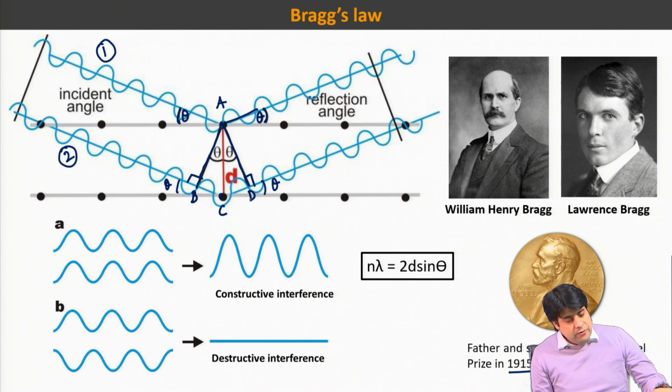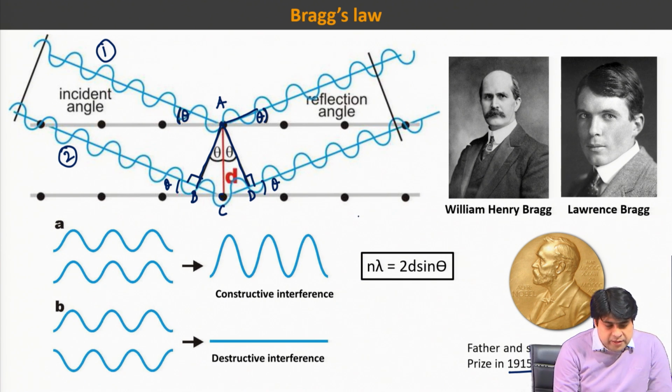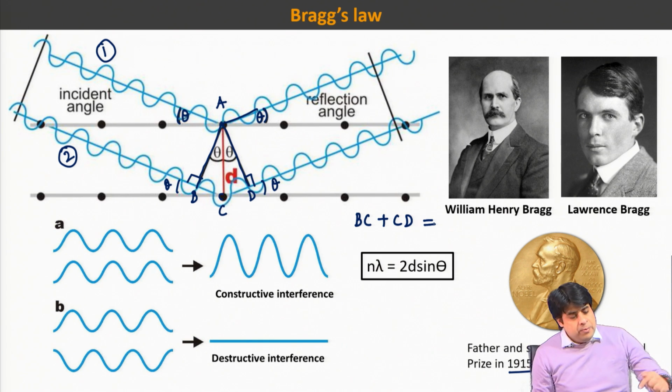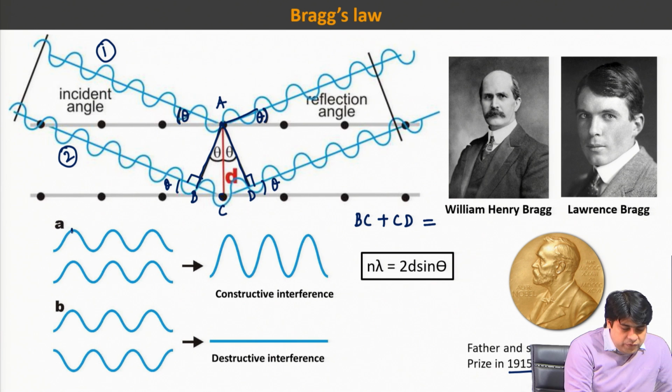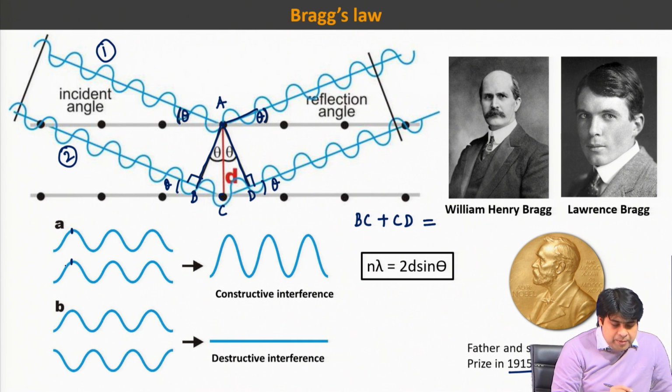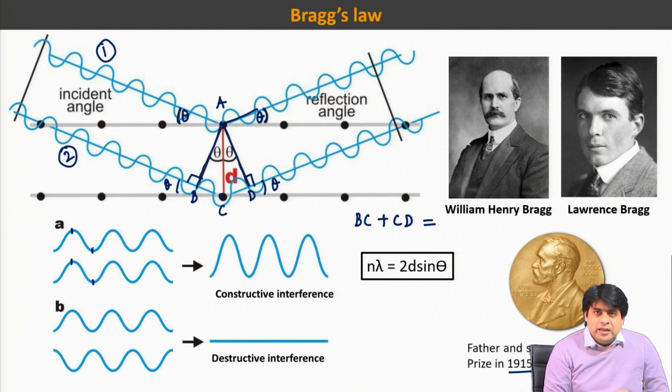So, basically if this ray 2, which is striking a point C, is travelling an extra distance compared to X-ray 1, the extra distance travelled by ray 2 is equal to BC plus CD. If both X-rays have a similar wavelength, and in the first situation the crest of X-ray 1 and the crest of X-ray 2 are exactly at the same position, and the troughs are exactly at the same position, what will happen?